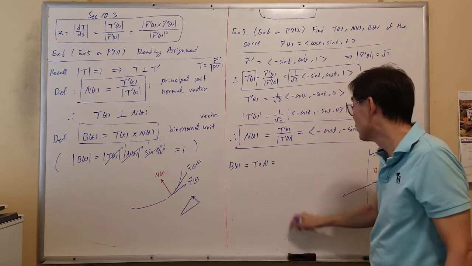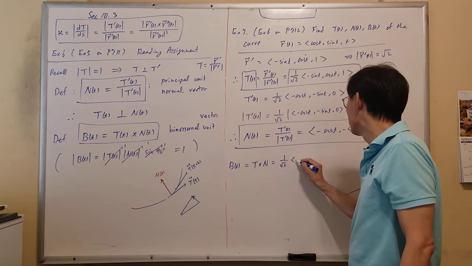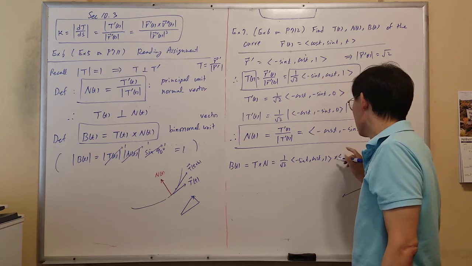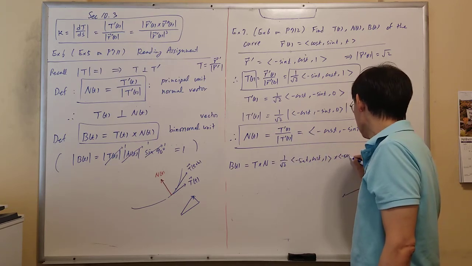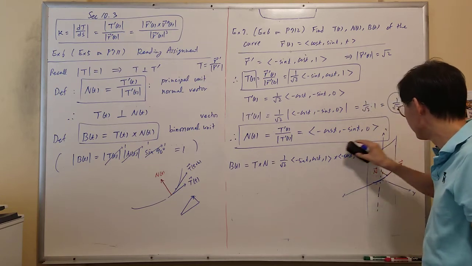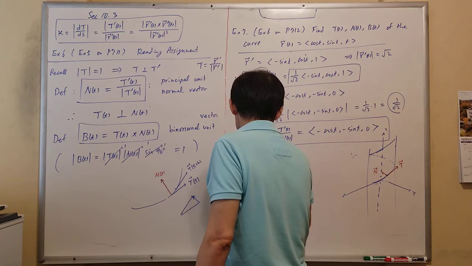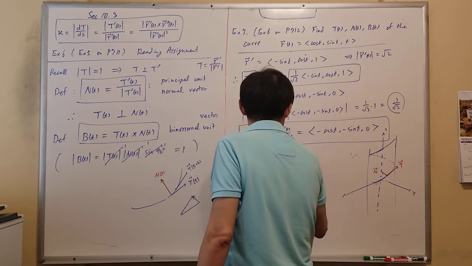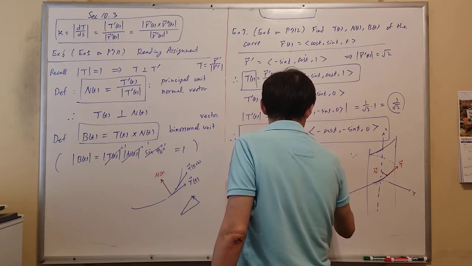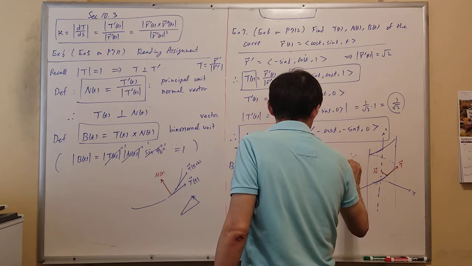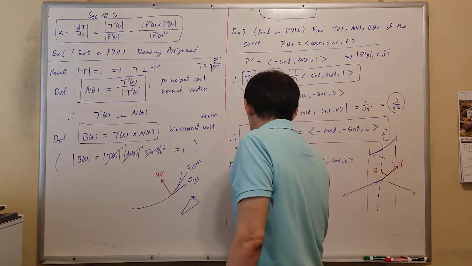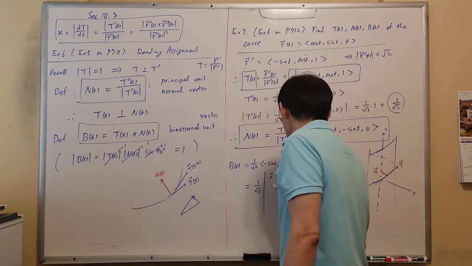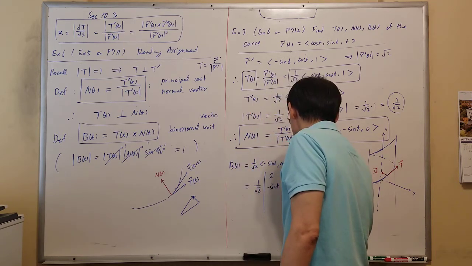So that will be square root of 1 over 2, minus sine t, cosine t, 1, cross product n, minus cosine t, minus sine t, 0. So t, which is this, cross product minus cosine t, minus sine t, 0. I, j, k, minus sine t, 1.